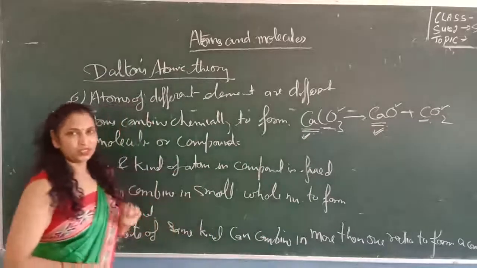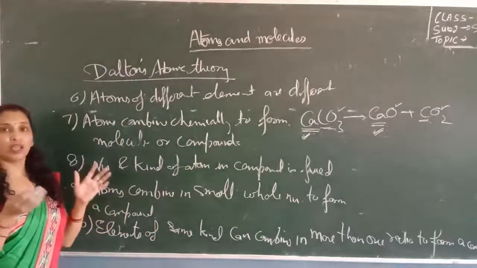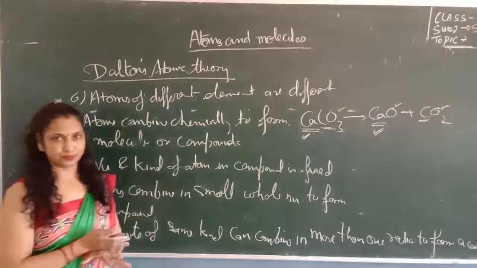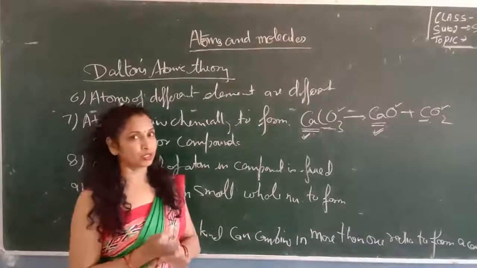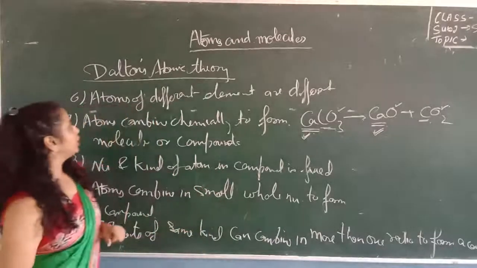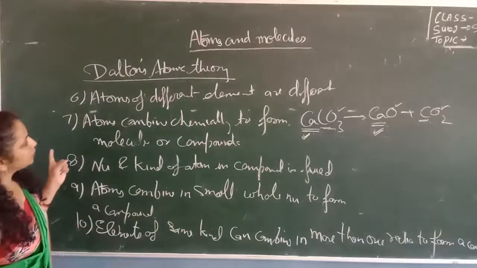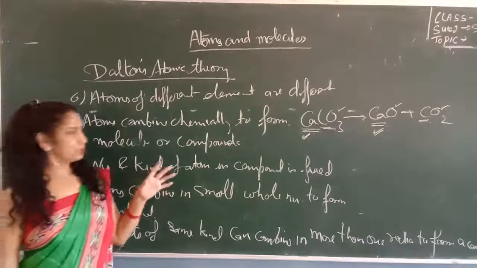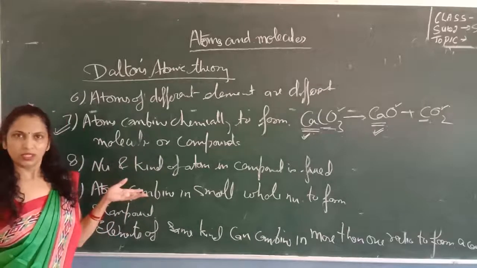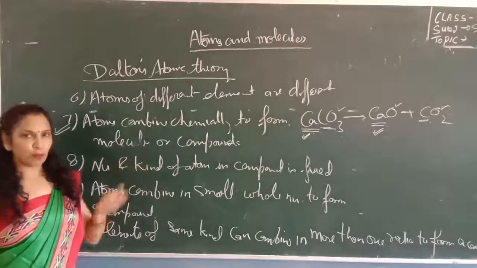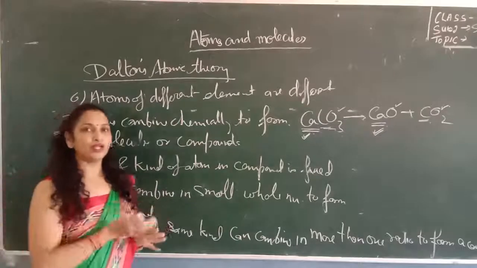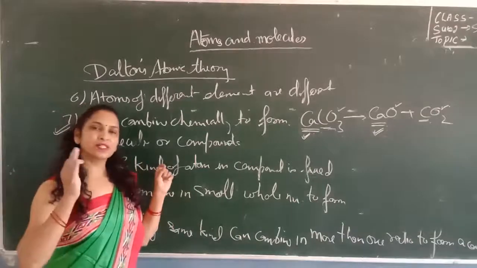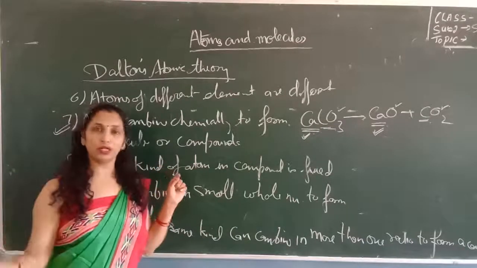Now the second law of chemical combination. According to the second law, atoms chemically combine to form a compound in a fixed ratio. They always combine in a fixed ratio to form a compound. So how can we relate this to Dalton's theory? Dalton said that atoms combine chemically to form a compound. Yes, we know that according to constant proportion, the atoms chemically combine to form a compound. This is correct. And they always combine in a fixed ratio to form a compound.